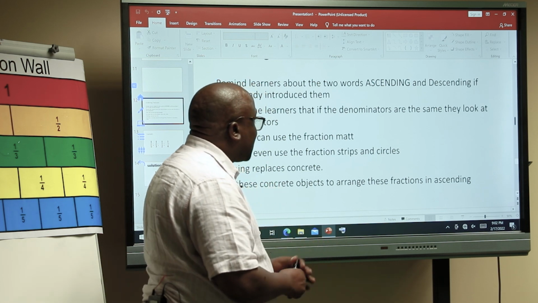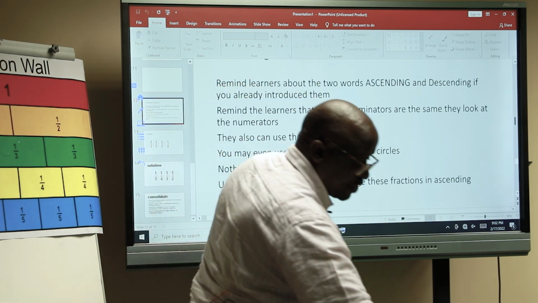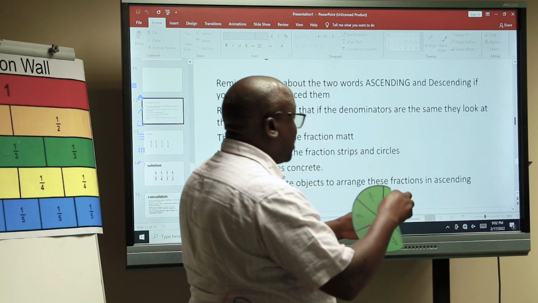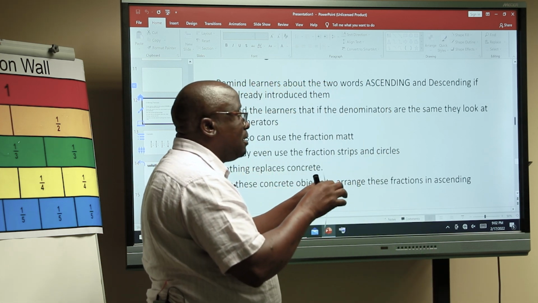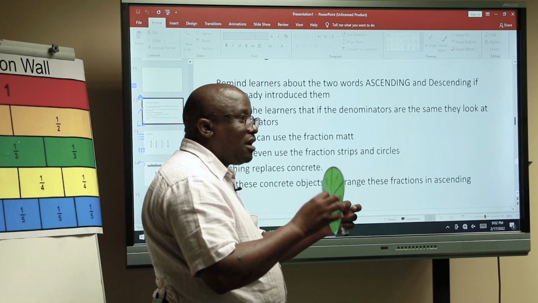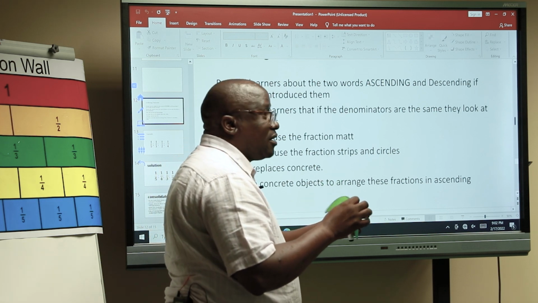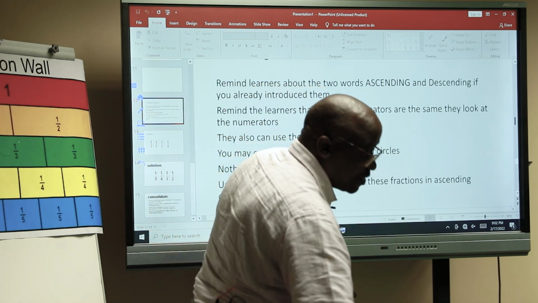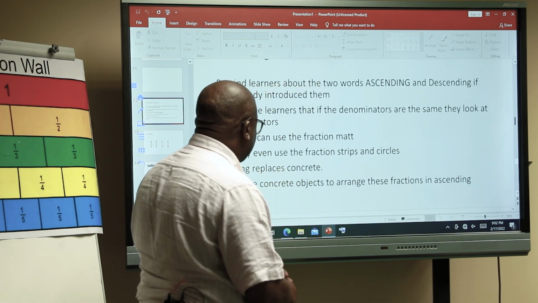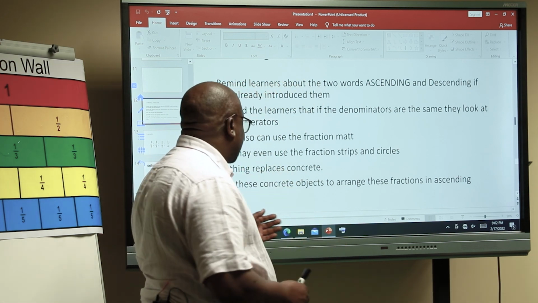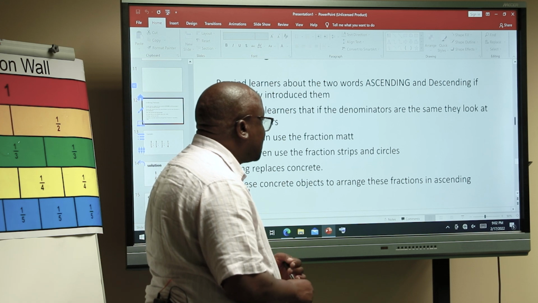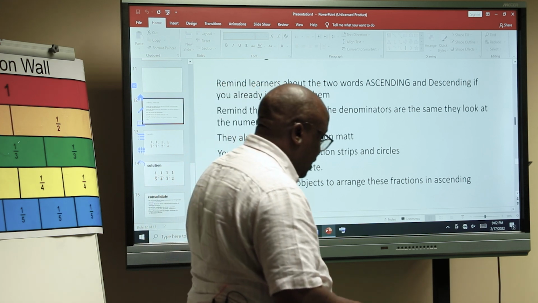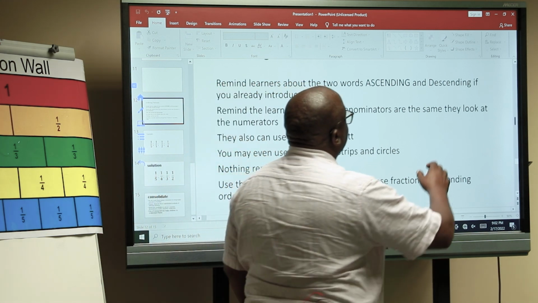You may even use the fraction strips and circles to help them understand. Let them manipulate these, play around and discover for themselves the sizes of the fractions. Nothing replaces concrete. Use these concrete objects to arrange these fractions in ascending or in descending order.